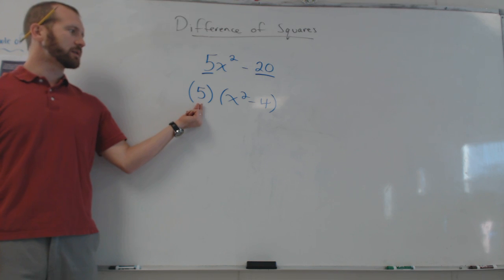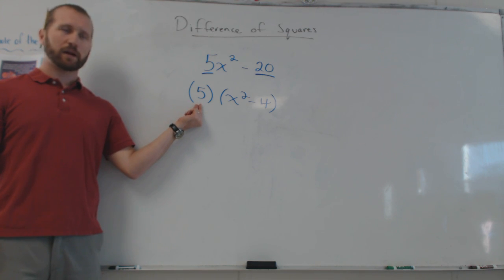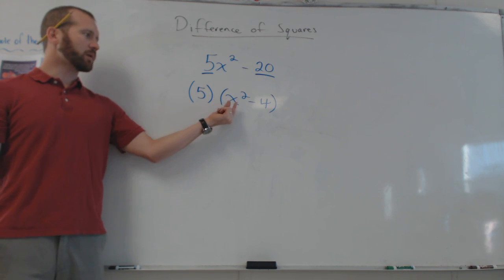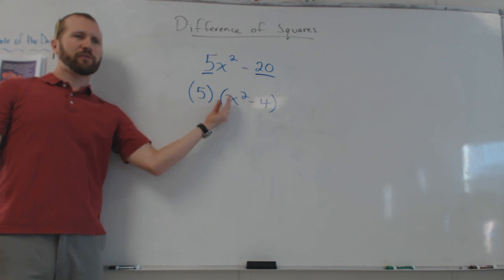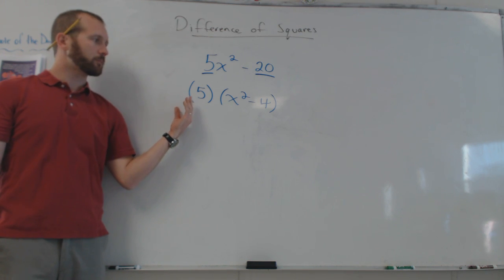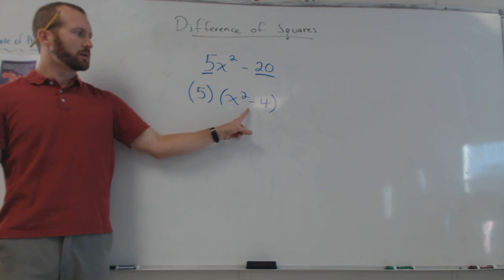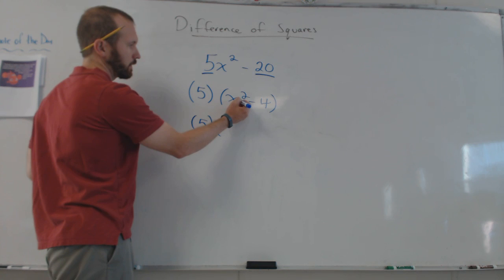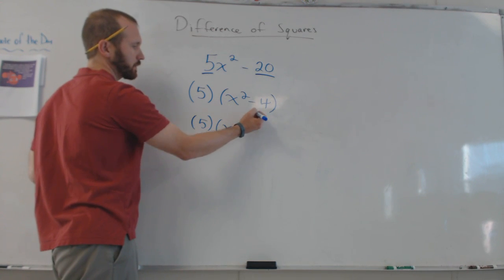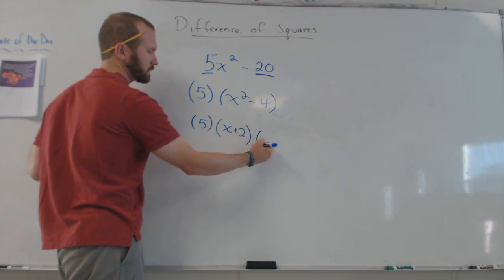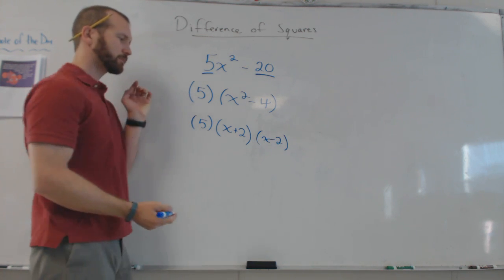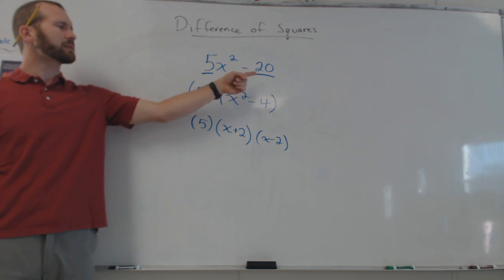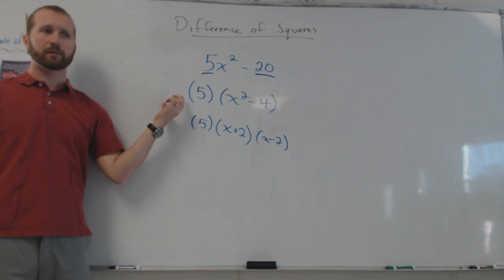So my factors are going to include 5. 5 will be one of my factors, but I'm going to factor this separately. So I factor out that greatest common factor. And now I can factor this. x squared minus 4 just factors to, let's see, square root of x squared is x, square root of 4 is 2, so I have x plus 2, x minus 2. So if you see a greatest common factor in there, just pull it out to the front.